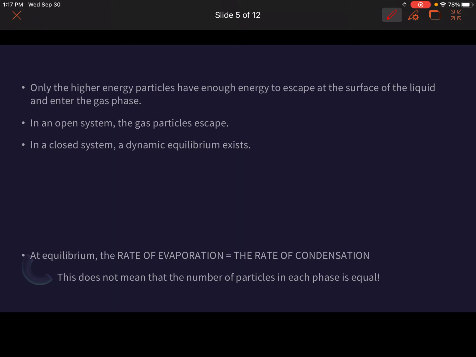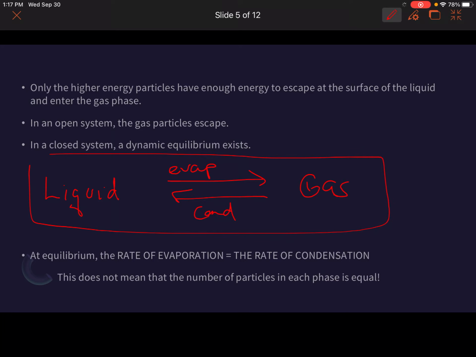So in an open system, the gas particles are going to escape. In a closed system, we get our dynamic equilibrium. We're going to have a liquid with evaporation, and condensation moving the other way, and this is our gas here. This would be our dynamic equilibrium if this system was closed. The liquid is evaporating into the gas phase, and the gas is condensing into the liquid phase. So at equilibrium, the rate of evaporation is equal to the rate of condensation. Make sure you know that, okay?